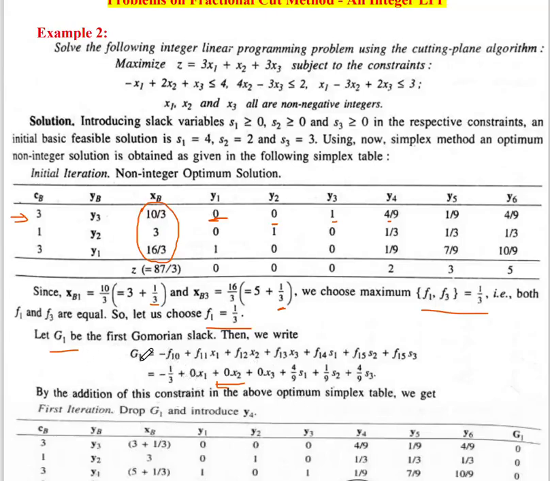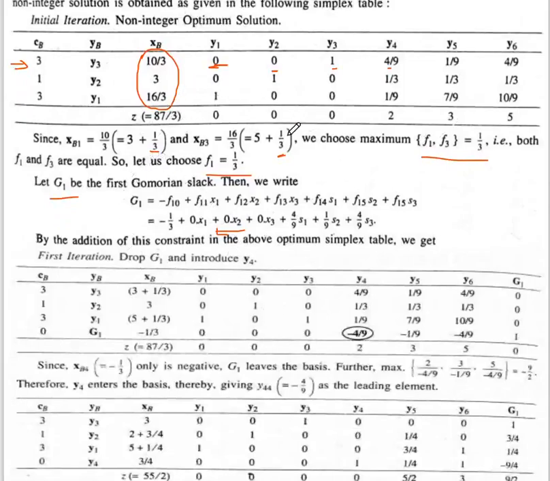So introducing this Gomorian slack variable into this table below the y1 rows, all the elements will be the same. Here we have introduced the Gomorian slack variable, and all the terms will be as they are. Now we will find out the incoming vector, outgoing vector, and key element.